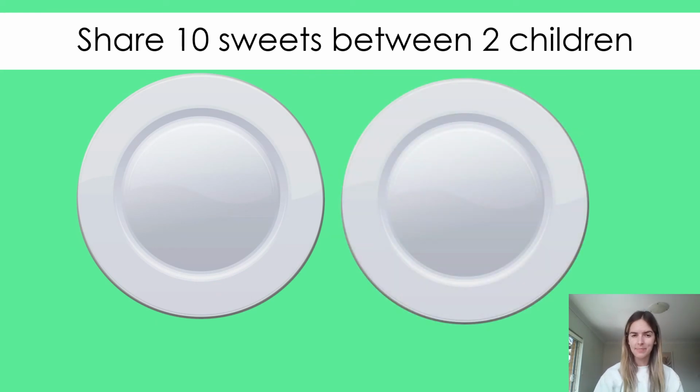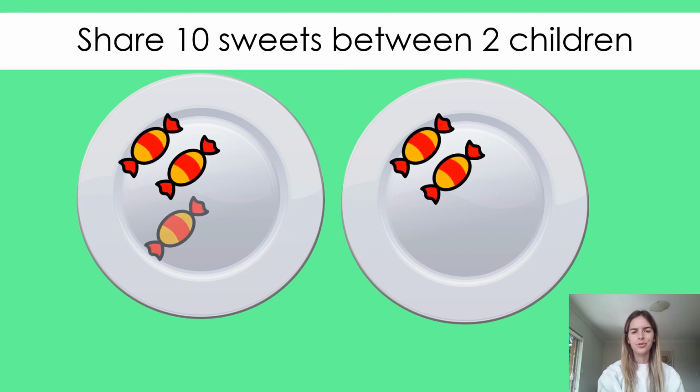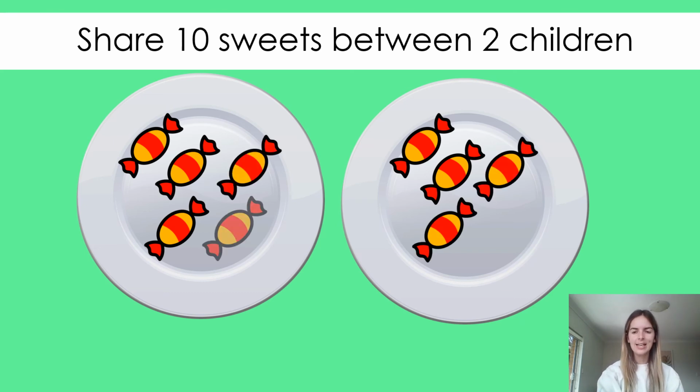Our next step is to share the 10 sweets. And remember, how do we do it? Well done. We do it one by one until we get up to the number 10 so that we know it is fair and it is equal. 1, 2, 3, 4, 5, 6, 7, 8, 9, and 10.